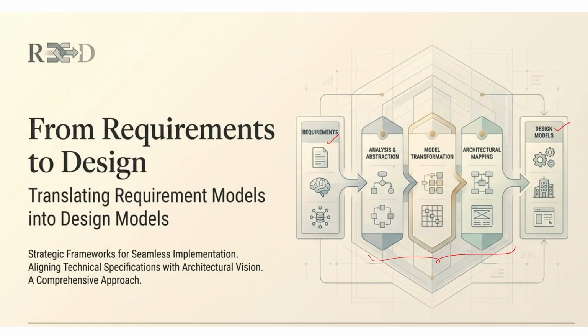So we start with analysis and abstraction. We'll check what exactly it is, followed by the abstraction details, and we'll use a model transformation. There are some tools and languages available, and then we'll go for an architectural mapping and come up with a design model which suits the corresponding requirements. The basic guiding principle for this model translation is to ensure design fidelity to the original requirements. So these are the guiding principles.